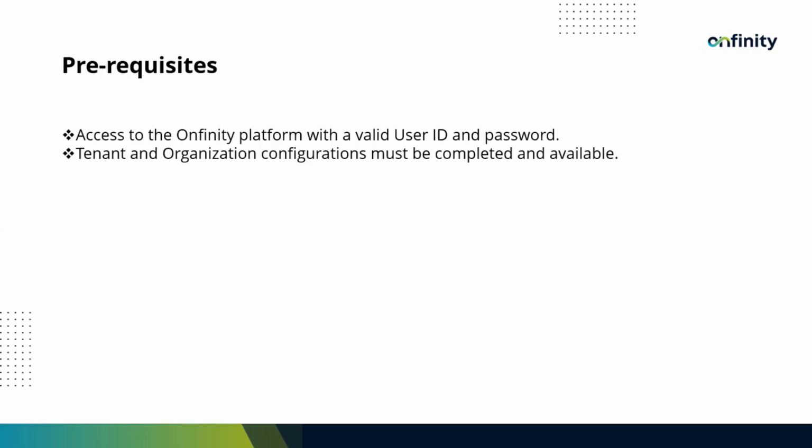Now let's move on to the prerequisites. Before we begin configuring and processing the reverse assembly in the system, there are a few prerequisites that must be in place. First, you should have access to the Onfinity platform with a valid user ID and password. Additionally, tenant and organization configurations must be completed and available.